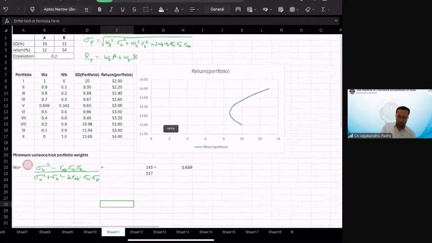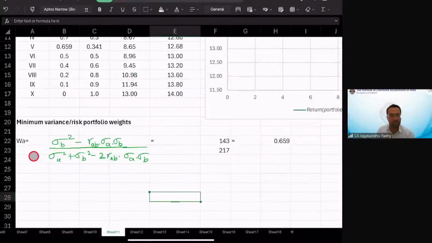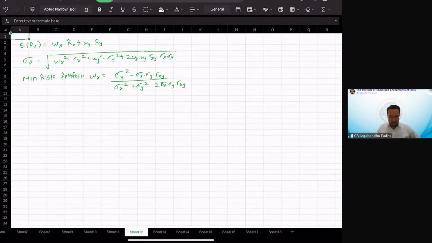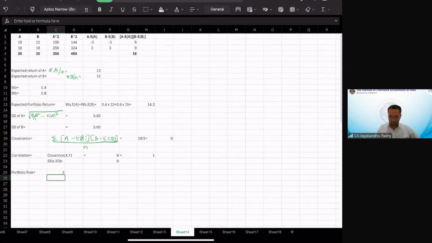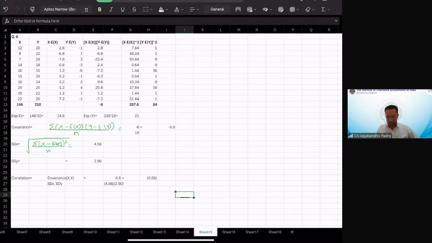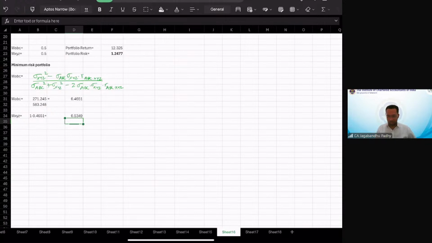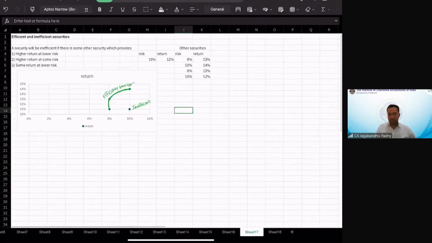So if I wanted the weightage of A, that will be standard deviation of B squared minus correlation between A and B into standard deviation of A and B, divided by variance of A plus variance of B minus twice the same term as the numerator. Okay, then after that, we went ahead and did the same calculation for probability-based data. And based on probability data, we also computed the risk and return.